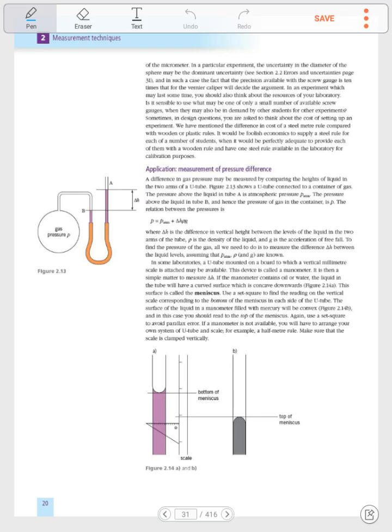Now, when you use a barometer or manometer or any device like a beaker that has water inside, you have to take the bottom of the meniscus if you have water, but if you have mercury, you have to take the top of the meniscus.